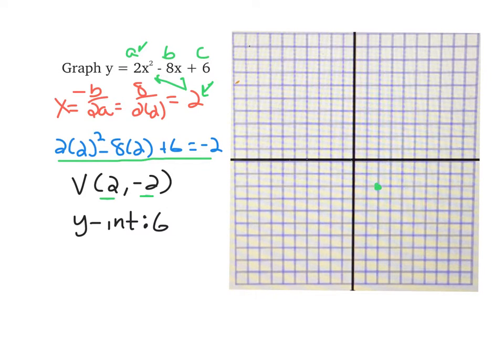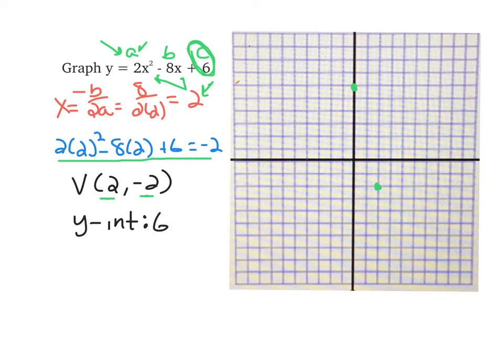There's my vertex. I know another thing for sure. My a is positive 2, which means I know it opens up. I know that for sure. And the last thing I know is that c term right here that I'm circling up there, that's the y-intercept, which means it's going to cross the y-axis 1, 2, 3, 4, 5. That's 6. Now here's the cool thing.